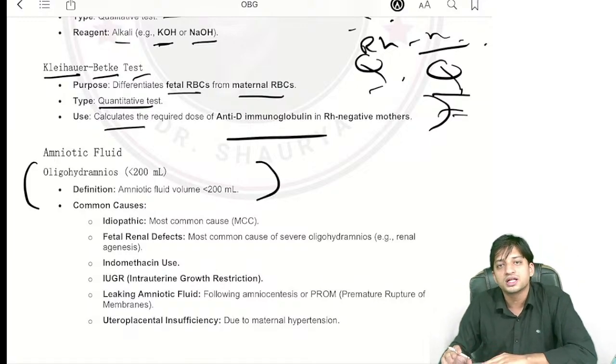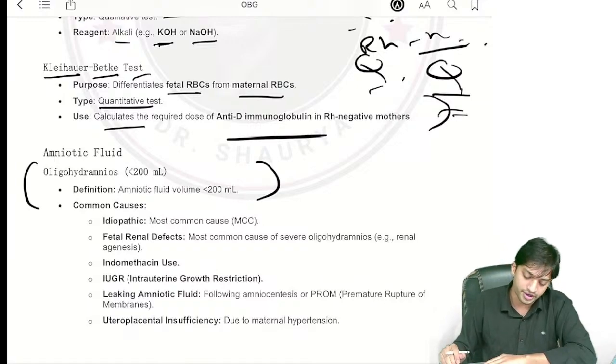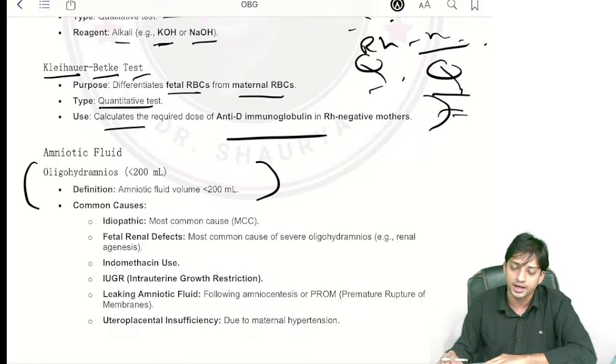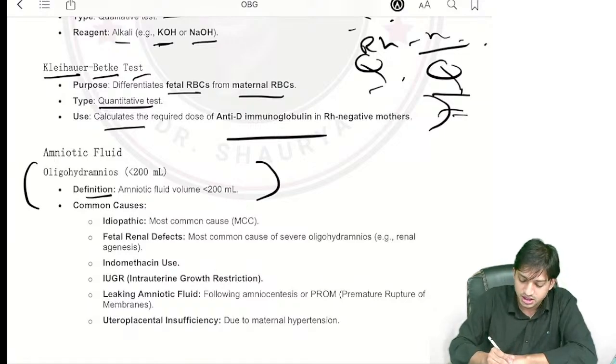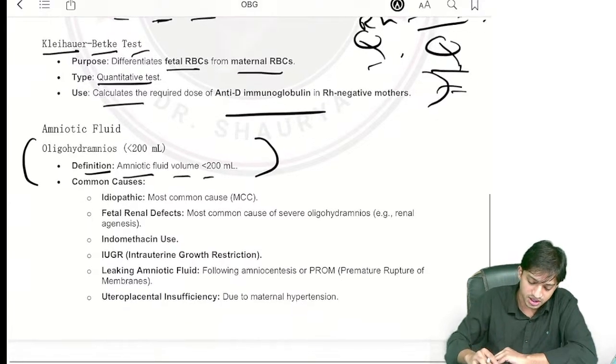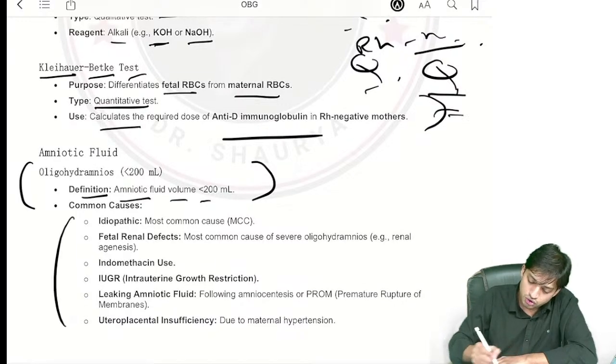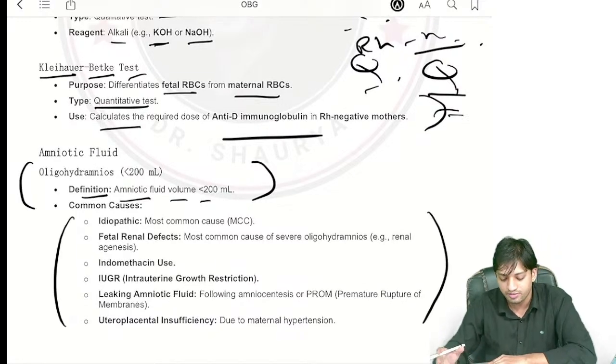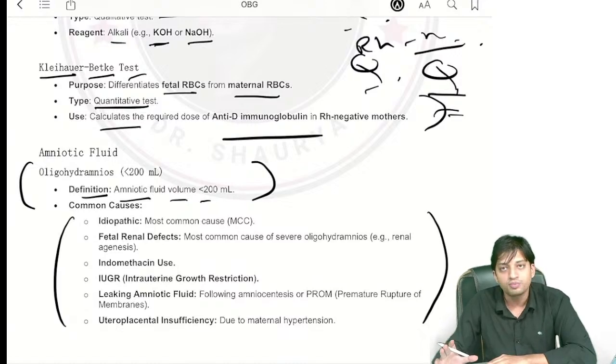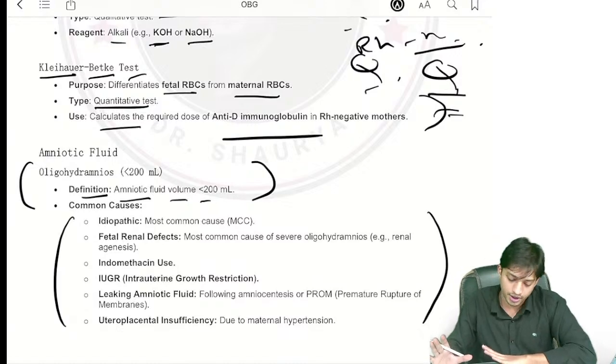Oligohydramnios. This is the first question they have asked you about oligohydramnios. When the amniotic fluid volume is less than 200 ml, it is called oligohydramnios. The definition is amniotic fluid volume, as we have discussed, less than 200 ml. Commonly it is idiopathic, and idiopathic is the most common cause for oligohydramnios.